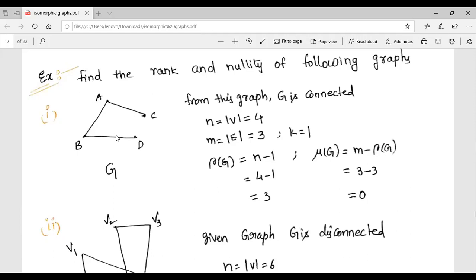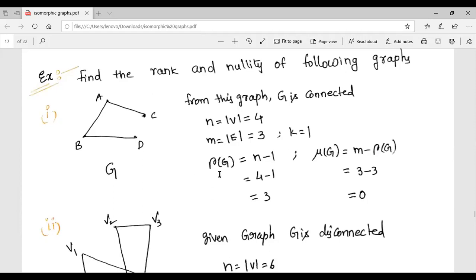So now we find the rank and nullity of this connected graph. How many vertices are here? 4. So n, the number of vertices, is equal to 4. And how many edges are here? 1, 2, 3. So m, the number of edges, is equal to 3. How many components? It is a connected graph, so the number of components k is equal to 1.